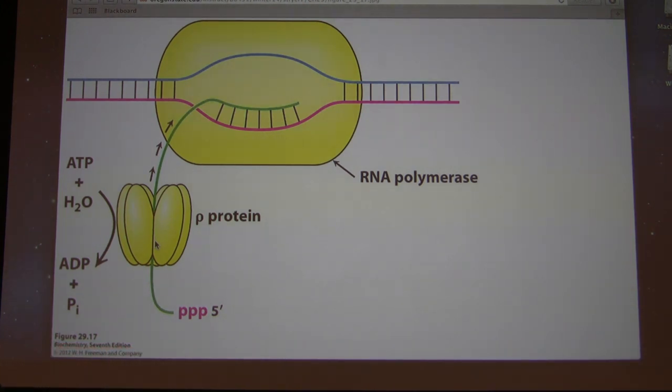All right? Now, when the Rho protein catches the RNA polymerase, it does the same basic thing that that hairpin did. It lifts the butt end of the RNA polymerase up, the RNA polymerase falls off, and the RNA also falls off, and everybody's happy. Okay? Yes? Yes. So once it catches the RNA polymerase, it physically pushes it off. Okay?